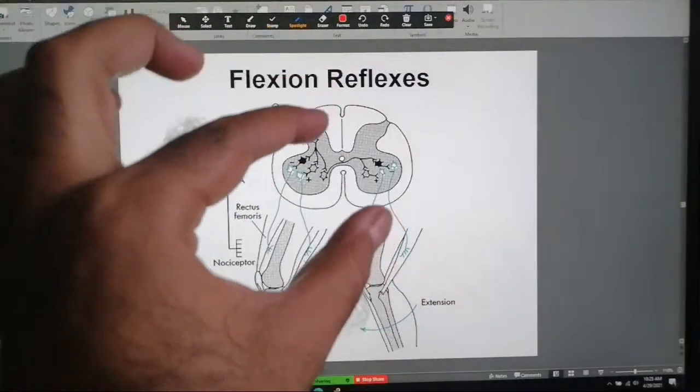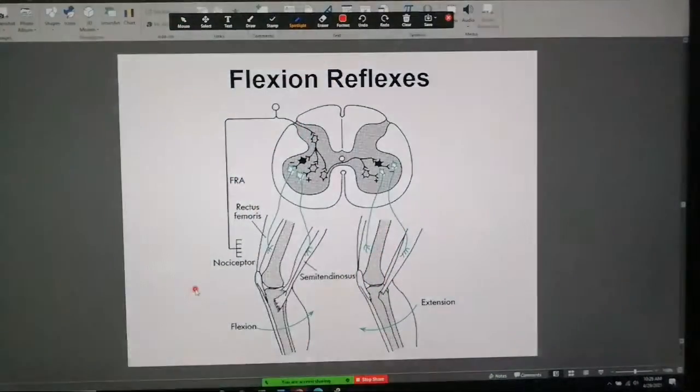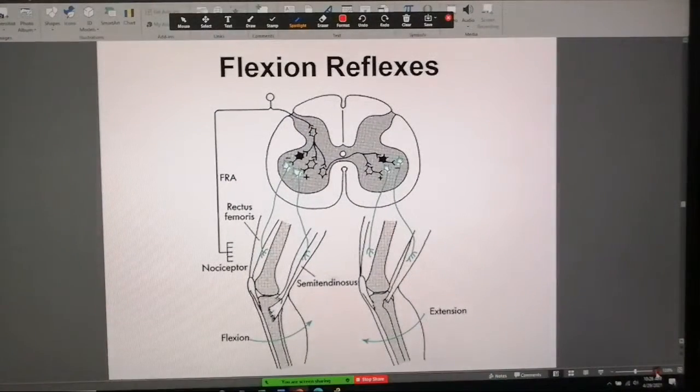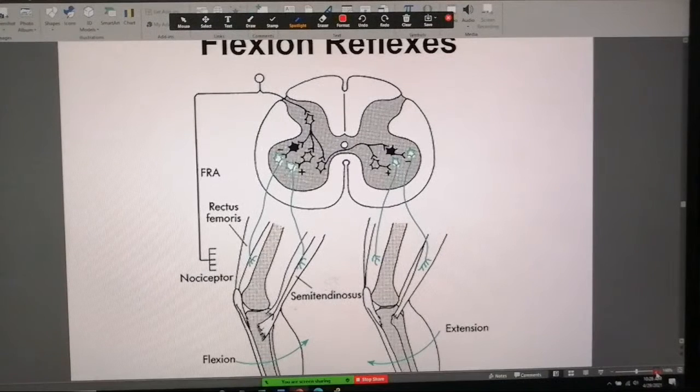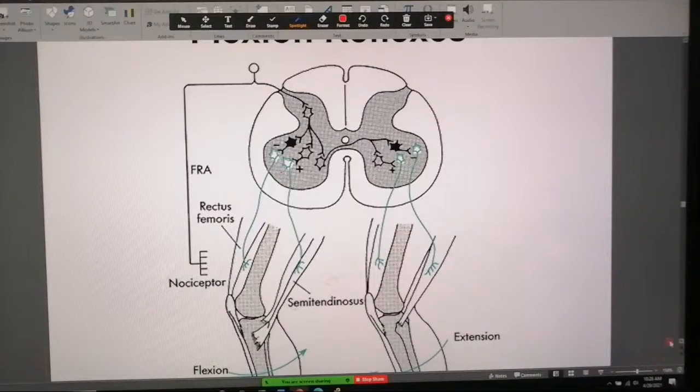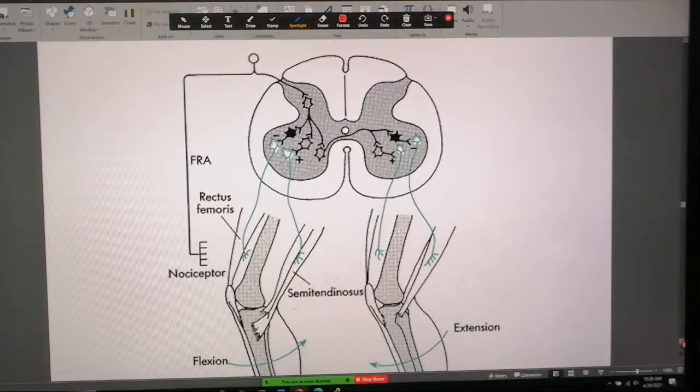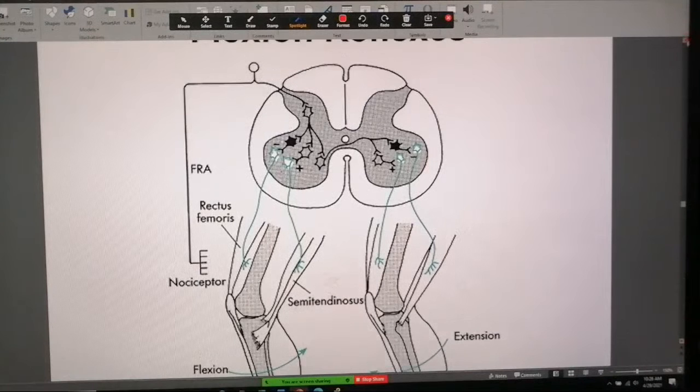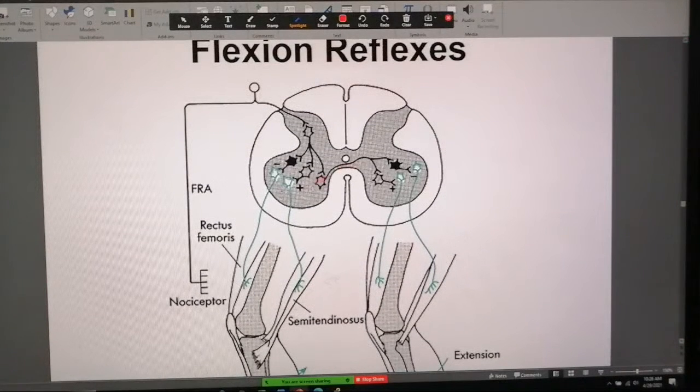I'm going to expand this bit now to show you the circuit diagram. Here we go. So concentrate on what is happening here. Is this area clear? Or should I magnify further?